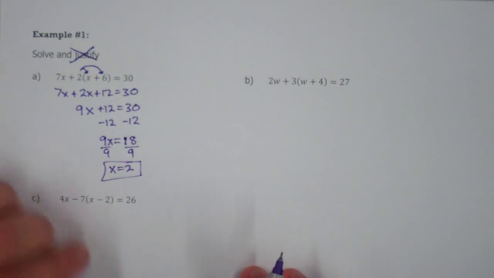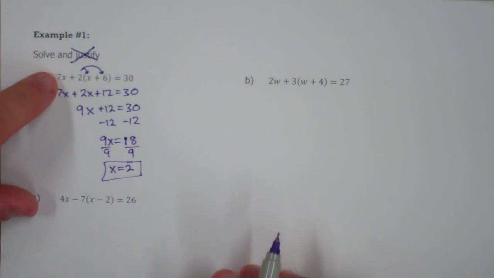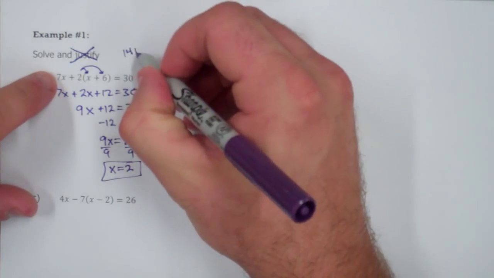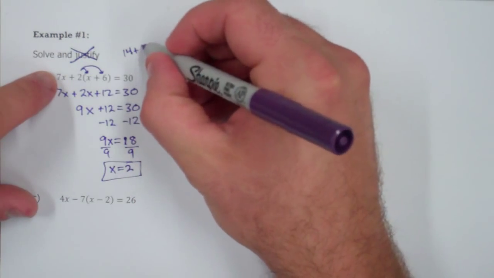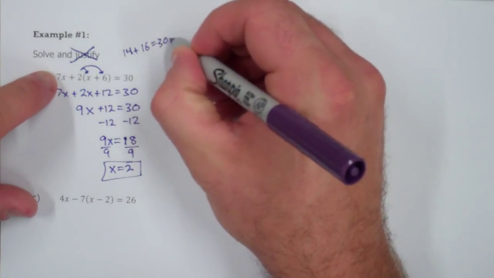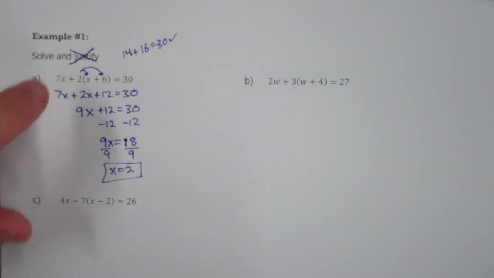And you can substitute this back into the original. You've got 7 times 2, so that's 14. Here we've got 2 plus 6, which is 8, times 2 is 16. And that's equal to 30, and that checks out.